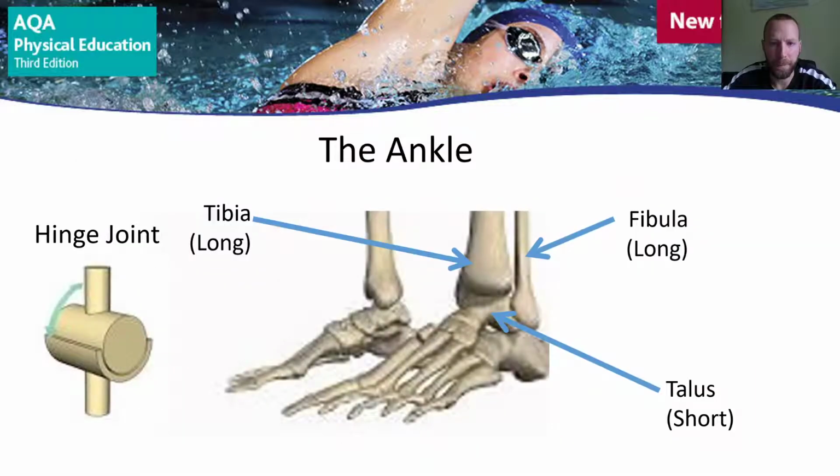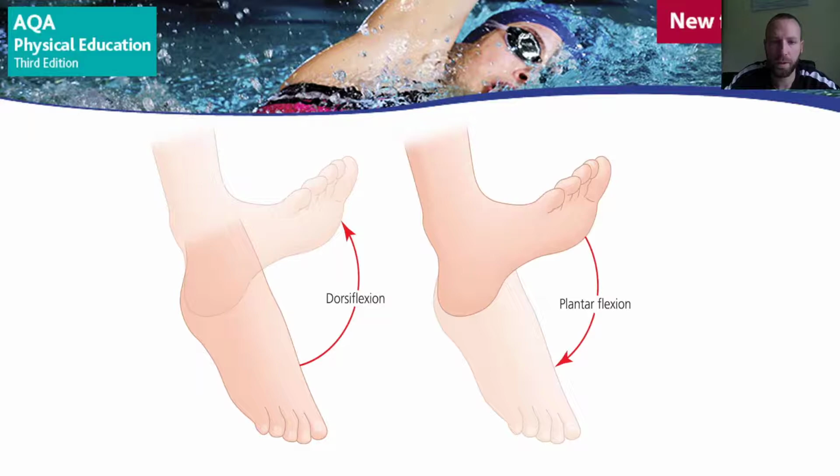So we have the ankle, so your tibia and fibula up here, talus, which is right in the middle of the ankle there. It is a type of hinge joint because you can only flex and extend at the ankle, but they have specific names. Okay, and that is dorsiflexion and plantar flexion.